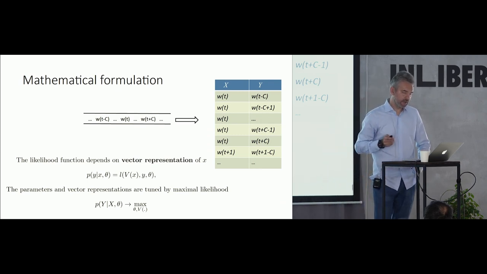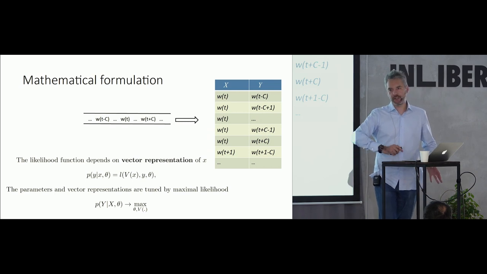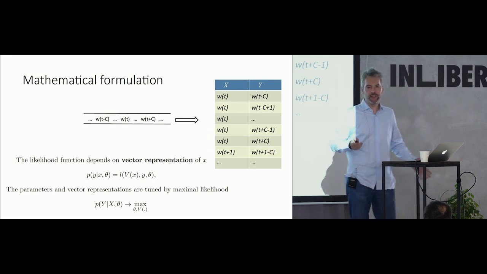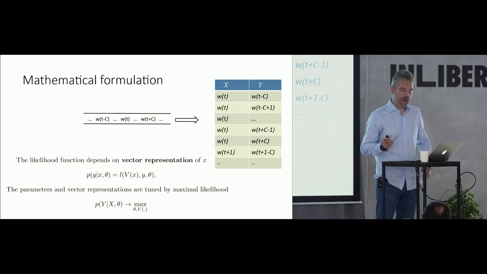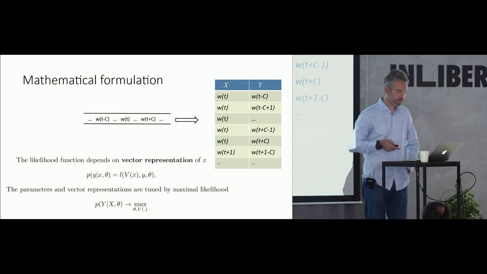Mikolov developed super efficient algorithms which were able to process the whole English Wikipedia in just 20 minutes. So this was really a breakthrough. No existing algorithm at the time was able to process such an amount of information in such limited time.